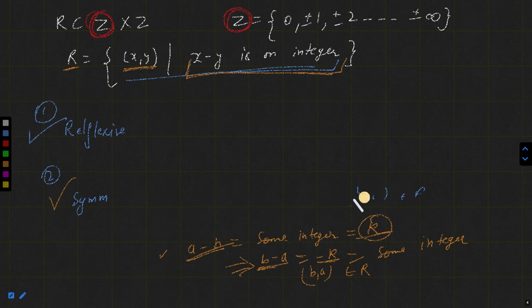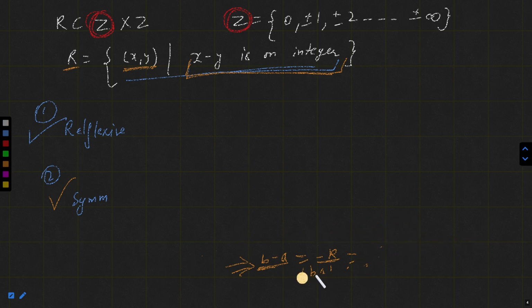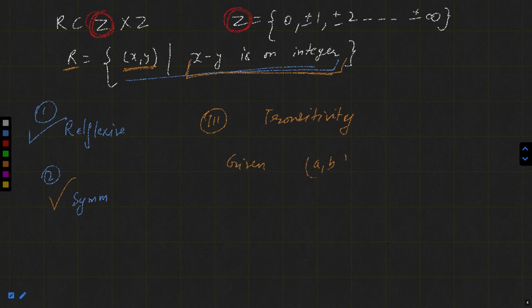Now let's check for transitivity. For transitivity, we are given that (a, b) belongs to R and (b, c) belongs to R, and we have to show that (a, c) belongs to R. Is this going to happen or not? Let's see.